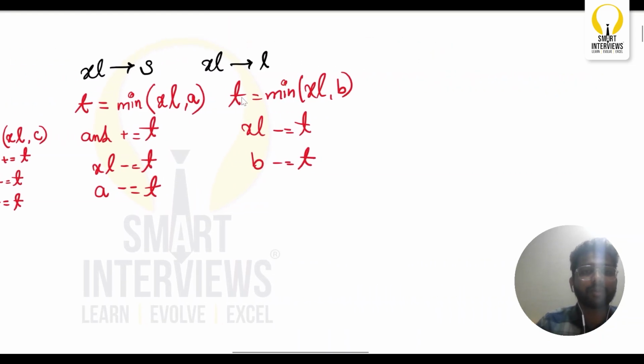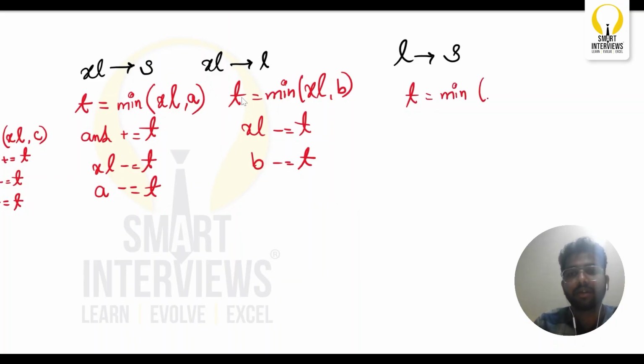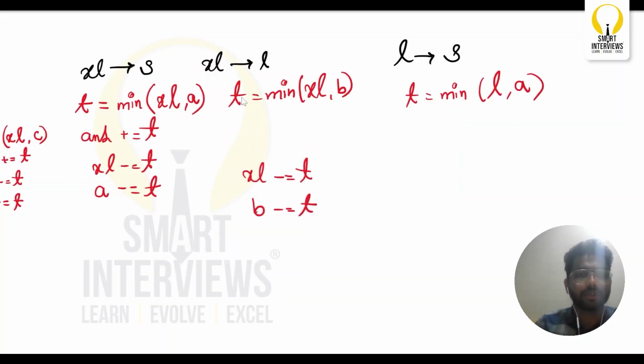And there is one more option. What is that? One more option is I can convert L t-shirts to S t-shirts, right? So to do that, simply I can get the minimum of the available L t-shirts comma, if I want to convert to S, to whom do I have to give? To A people, right? And here we missed one point, which is answer plus equals T, and here same thing, answer plus equals T.